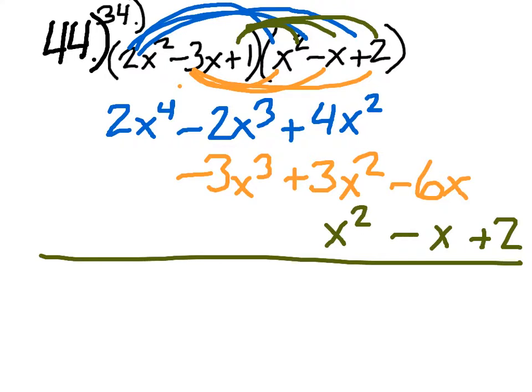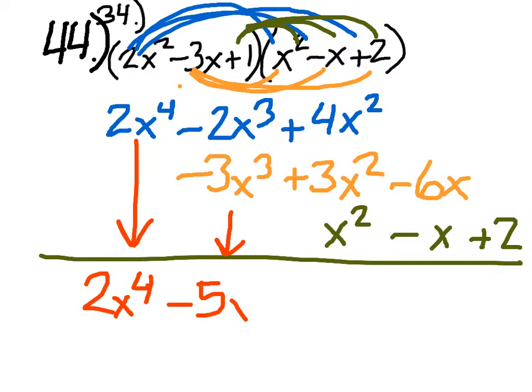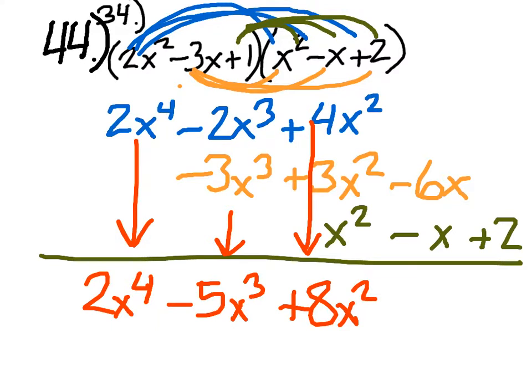And so to bring this down in combined like terms here, we end up with 1x to the 4th term. Here we get combined negative 5x to the 3rd. 4, 3, and phantom 1 give us 8x squared. And right here we end up with negative 7x. And then just one constant plus 2.